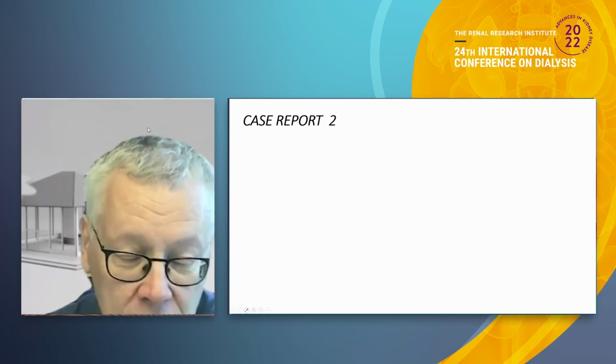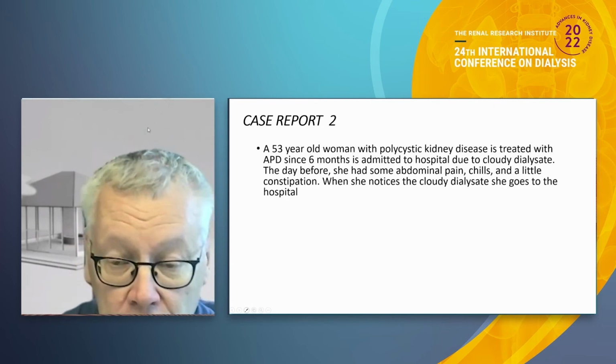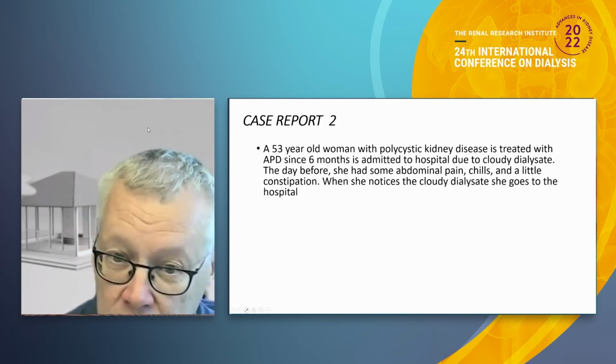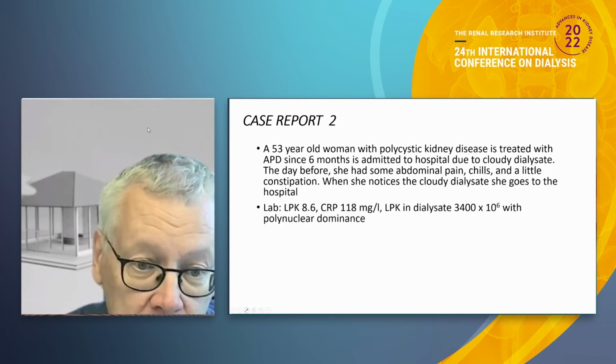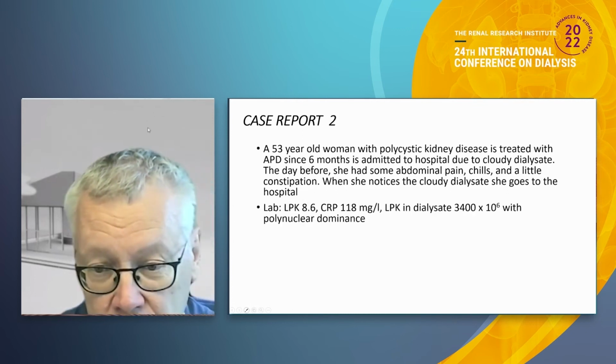And now for the next case report. This is a 53-year-old woman with polycystic kidney disease, treated with APD for 6 months. She has cloudy dialysate, and she goes to the hospital. She has a high C-reactive protein and high leukocytes in the dialysate.